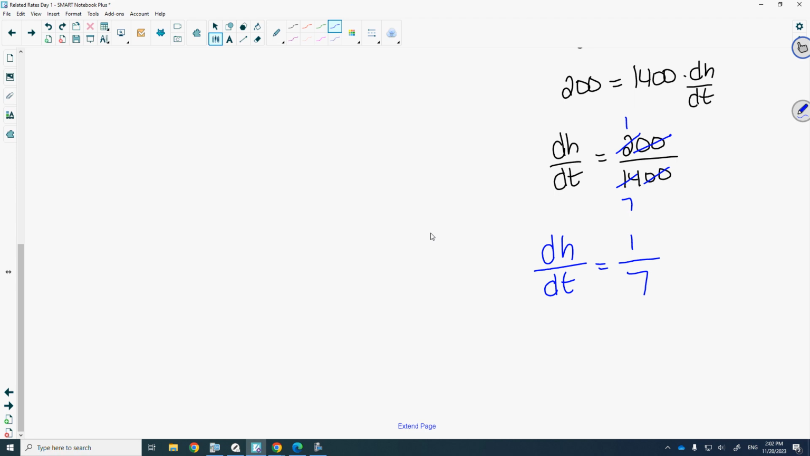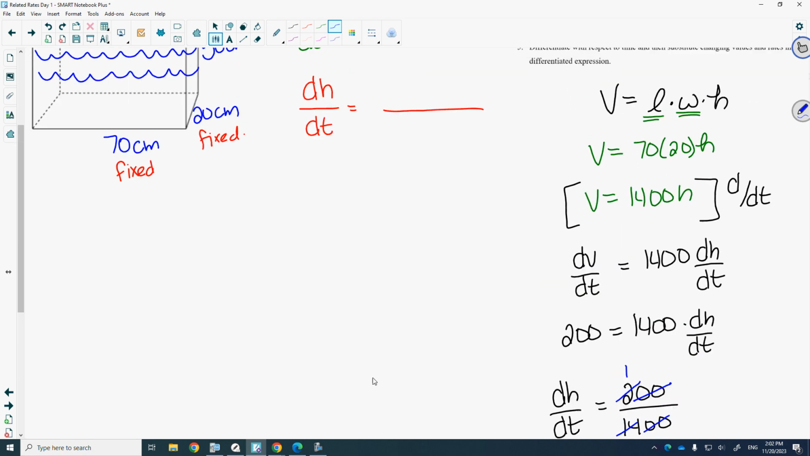Now let's figure out what the units would be. Do you know what the units would be for this? It's centimeters per minute. So here's two ways that we could think of this rate. The rate at which the height of the aquarium is changing with respect to time is 1/7 centimeters per minute, or 1 centimeter every 7 minutes. Those are the two ways we could say that.